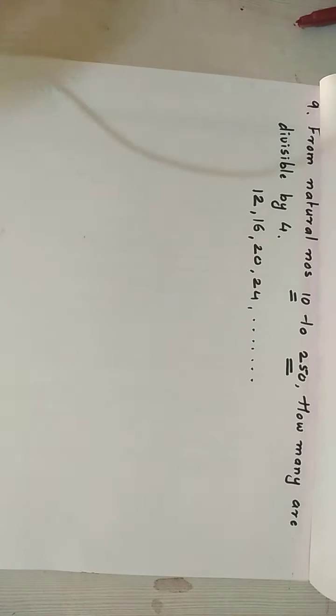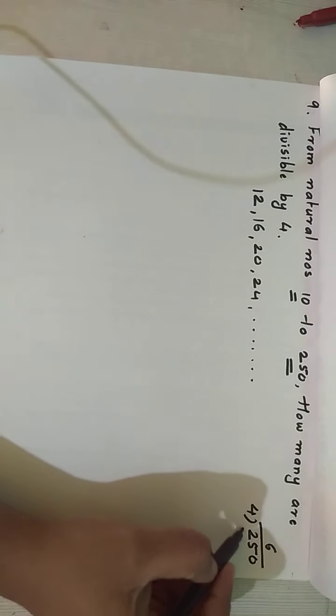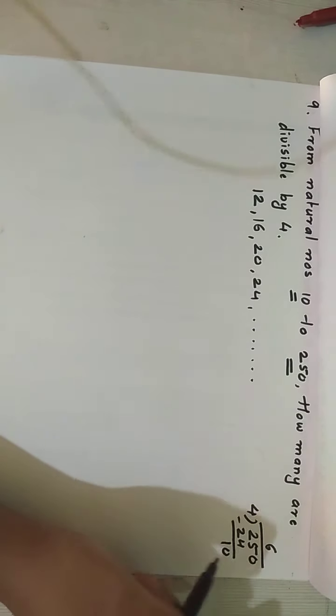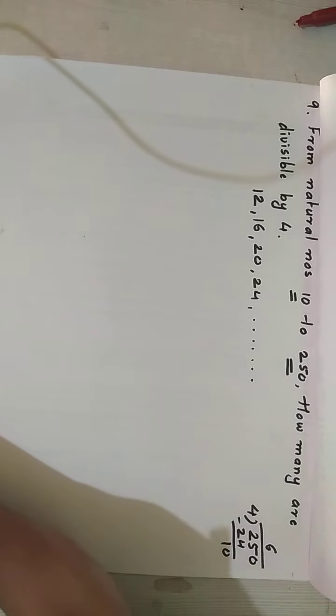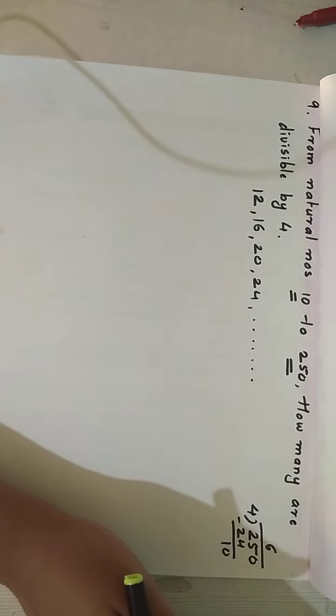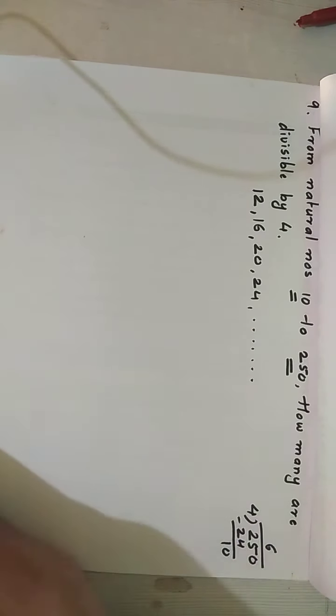Let's check out. 250 divided by 4. 4 6s are 24, 1 0. No, 250 doesn't go in the table of 4. So let's check the lesser number, because we cannot go ahead of 250. We have to check only till 250. Let's check 248. Does 248 go in the table of 4?